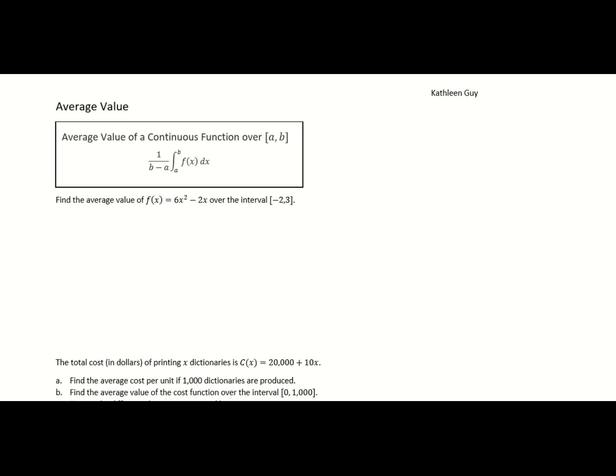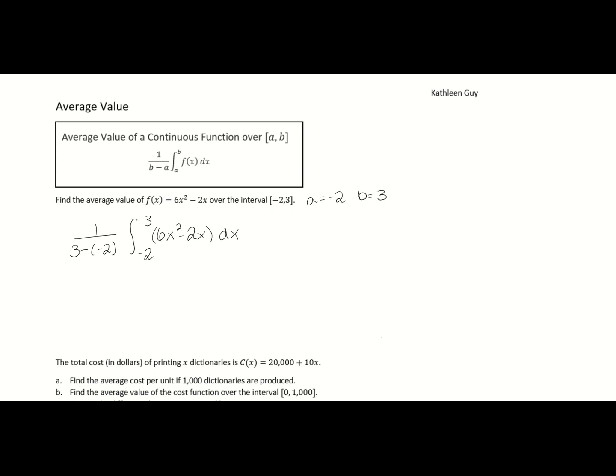So we want to find the average value of f of x equals 6x squared minus 2x over the interval negative 2, 3. So let's plug it into the formula. That's going to be a is equal to negative 2 and b is equal to 3. So I'm going to have 1 over 3 minus negative 2. Be careful with those double negatives. The integral from negative 2 to 3 of my function 6x squared minus 2x dx.